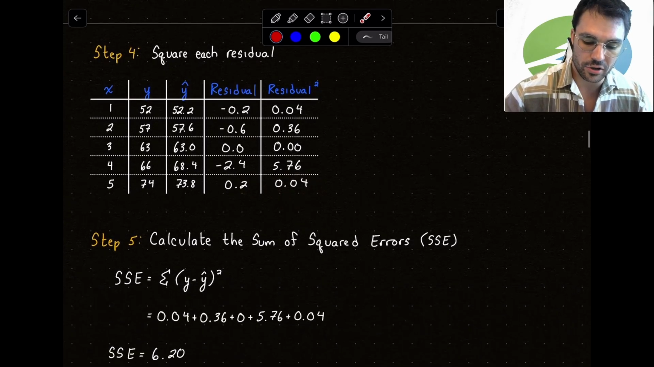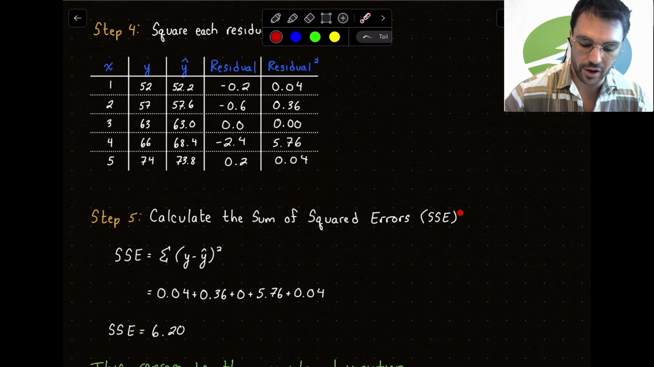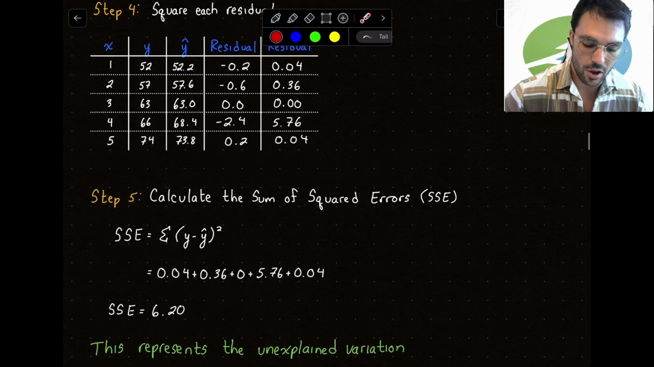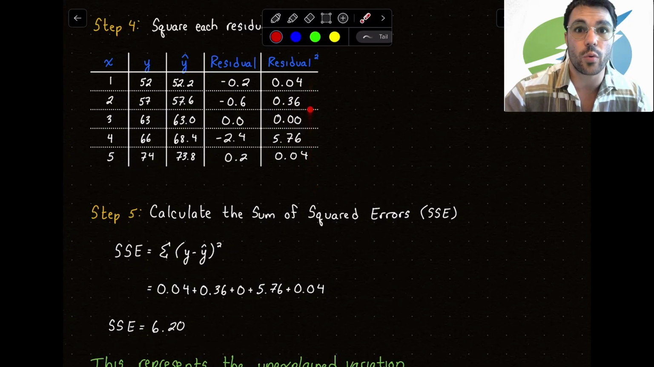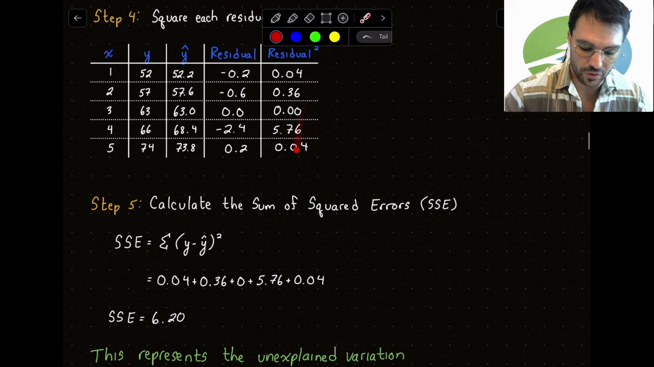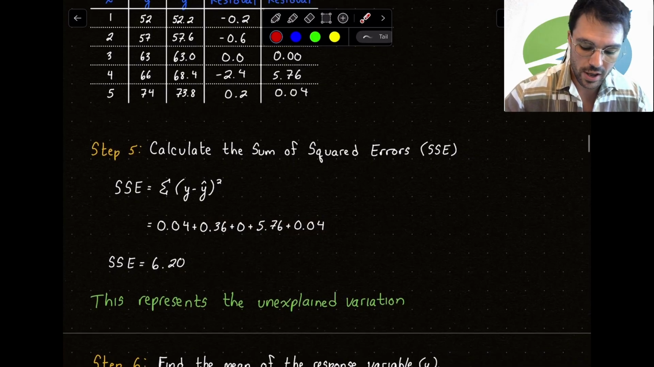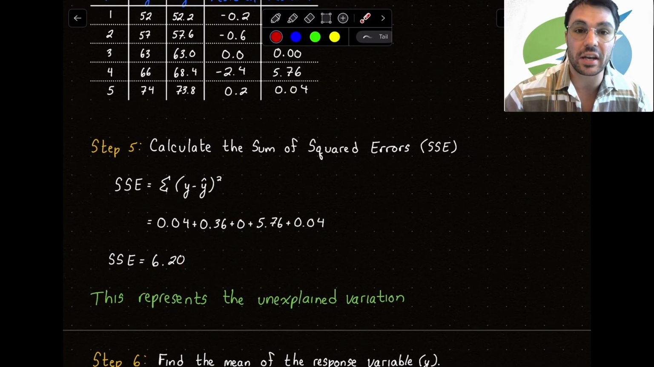All right. So next we calculate the sum of squared errors, our SSE, which is the summation of y minus y hat squared, which means we just take the sum of the residual squared column, okay? So we add up all these values, 0.04 plus 0.36 plus 0 plus 5.76 plus 0.04, all of them listed here, equals 6.2. So this represents the unexplained variation in the data, okay?